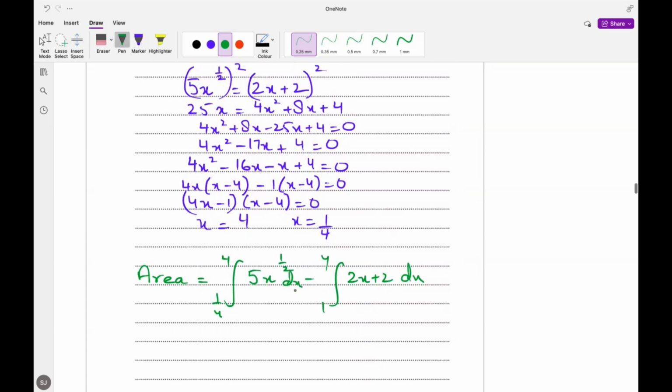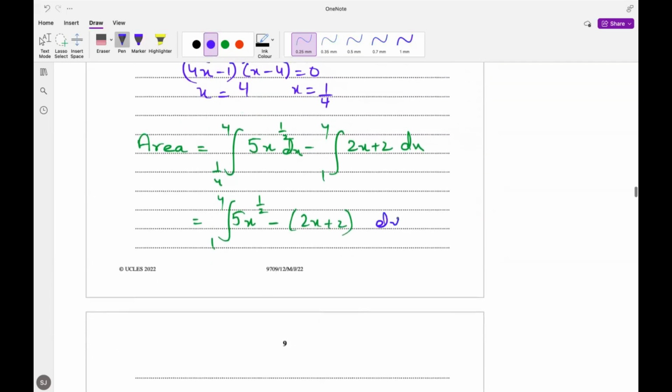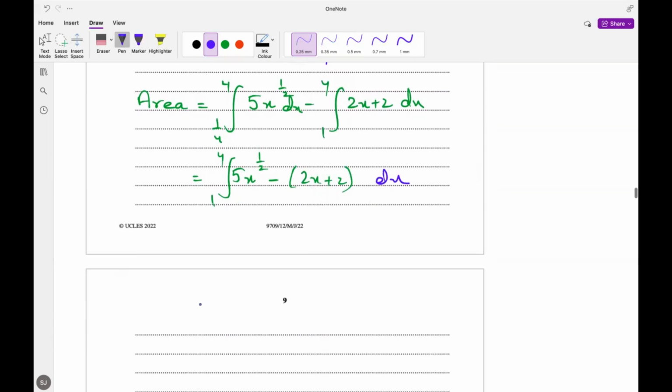And the limits will be 4 and 1 upon 4. What we can also do is combine the equations to write it as 5x to the power 1 upon 2 minus (2x plus 2), and then apply the limits and get a final answer for the area of the shaded region. So when I integrate 5x to the power 1 upon 2, I will get 5x to the power, increasing 1 upon 2 by 1, that will become 3 upon 2, divided by 3 upon 2, minus integrating 2x, that will become 2x squared upon 2, and integrating 2, that will become 2x.